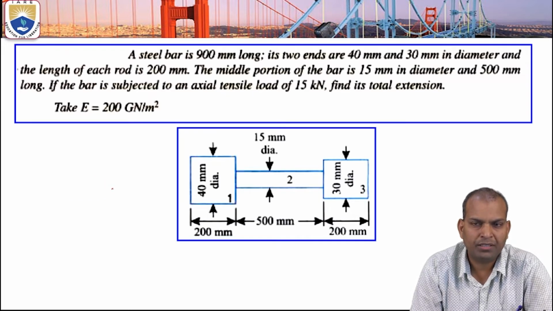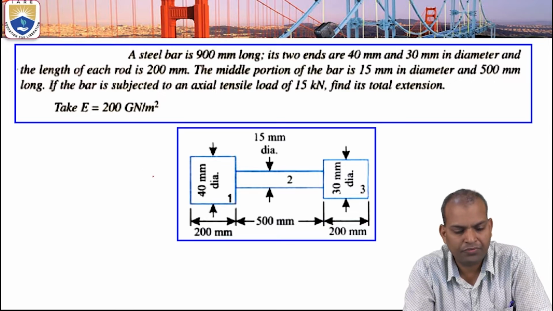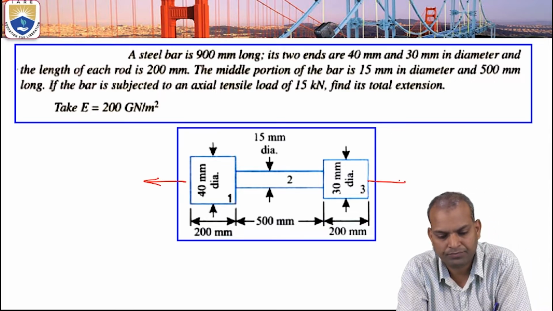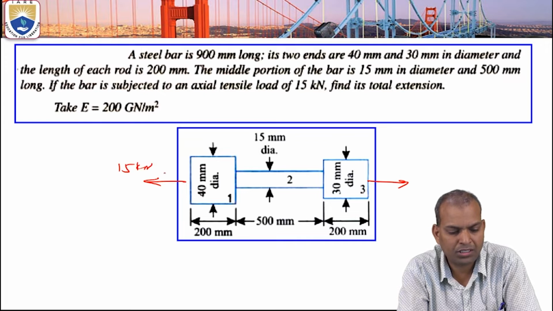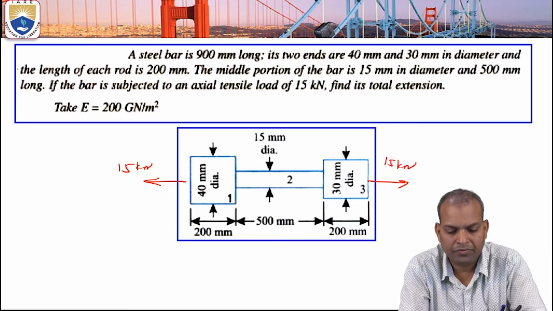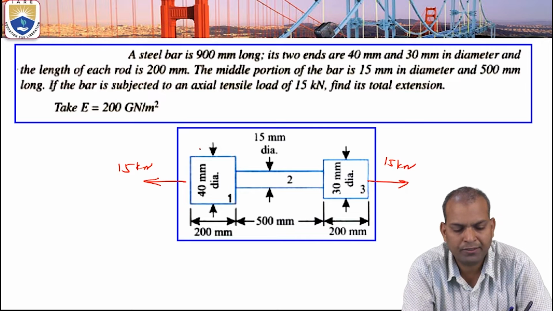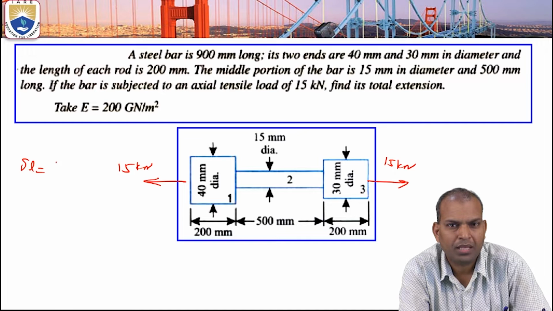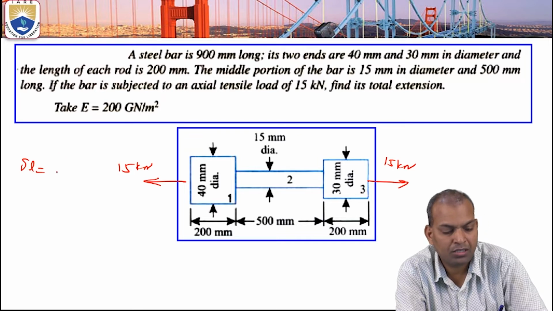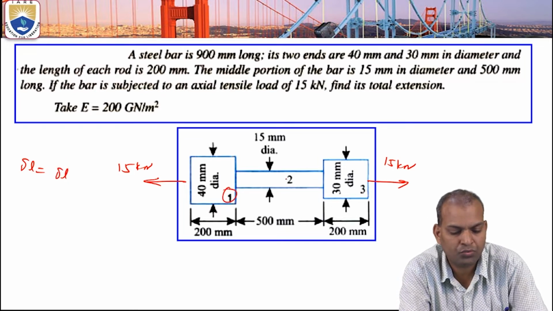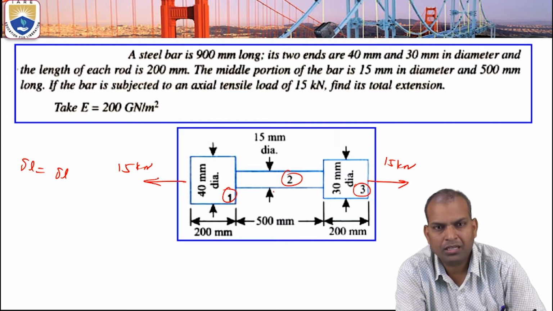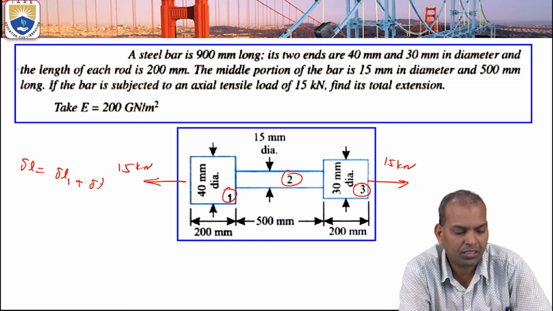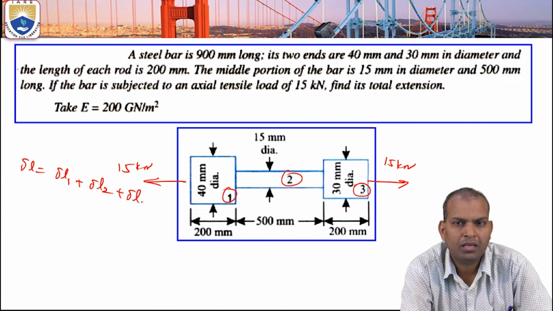So this is the problem here. How to find out the total extension under the tensile load of 15 kilonewtons. Here a 15 kilonewton tensile load is acting. It's a variable cross section problem. How to find out the total extension, delta L? Here total extension means under tensile load, delta L equals the sum over cross sections 1, 2, 3. That is delta L of section 1, delta L1, plus delta L of section 2, delta L2, and delta L of section 3, delta L3.